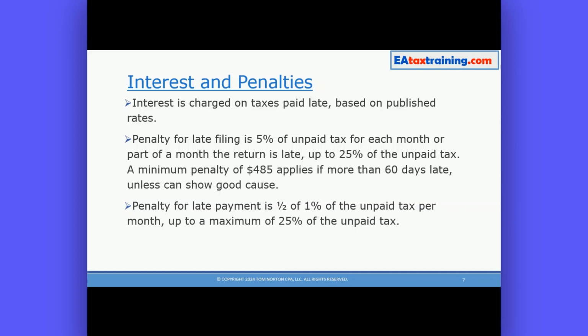Then there's also the penalty for late payment of tax, which is 0.5% of the unpaid tax per month, up to that maximum 25% of the unpaid tax.